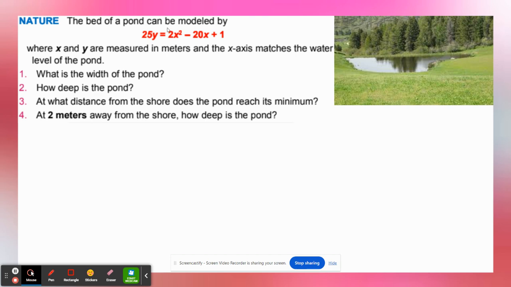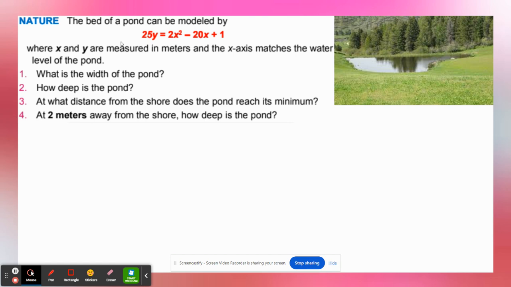The bed in a pond can be modeled by 25y equals 2x squared minus 20x plus 1, where x and y are measured in meters and the x-axis matches the water level of the pond. 1. What is the width of the pond? 2. How deep is the pond? 3. At what distance from the shore does the pond reach its minimum? And 4. At 2 meters away from the shore, how deep is the pond?